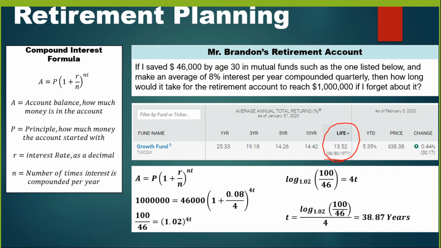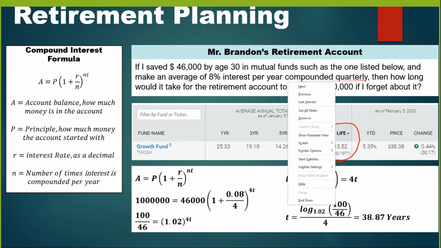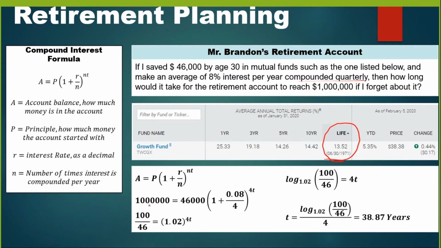Okay, so assuming that I average about 8%, I can set this up. I actually compound more than quarterly in the stock market, because this is compounding every couple days. It's compounding every day the stock market is open. But I'm going to model this as compounding quarterly. Then I would reach $1 million in this many years.